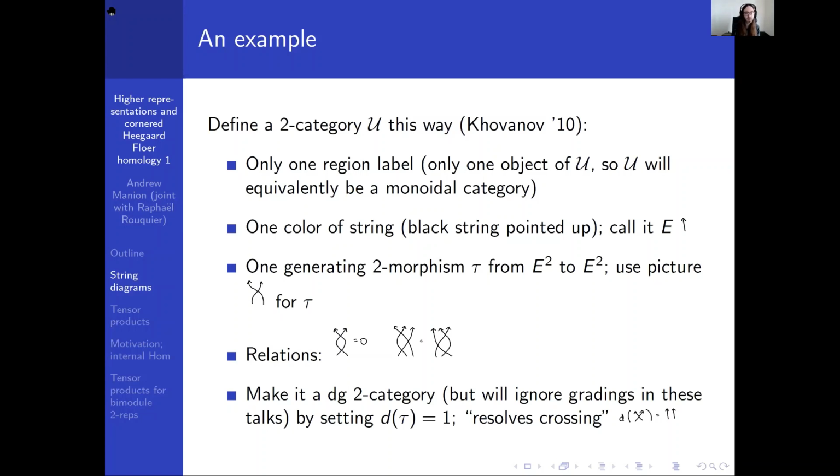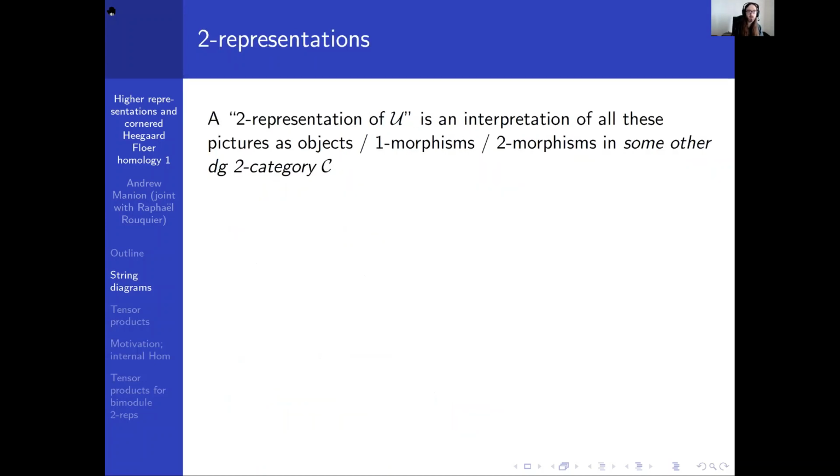So you can make this into a differential category, a two category really, by this crossing resolution rule. This is due to Khovanov in 2010 as part of a categorification of the positive half of U_q of gl(1|2). The paper is on U_q of gl(1|2), but contained in that is a much simpler case of gl(1|1), positive half, and that's what this is trying to categorify. So this is just an example of a two category if you don't care about categorification.